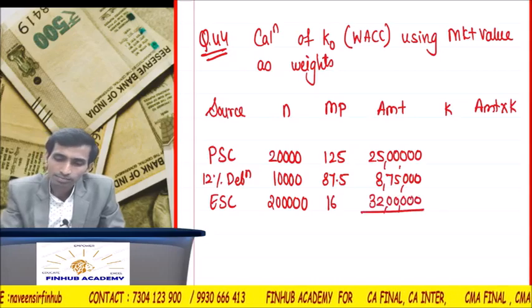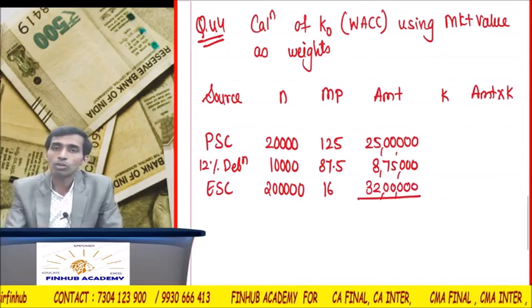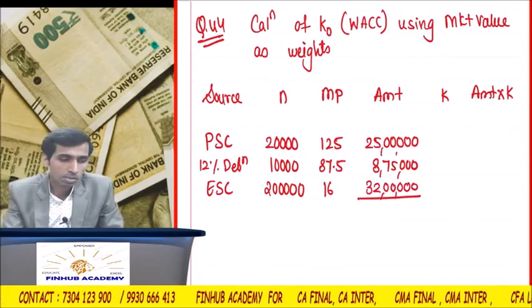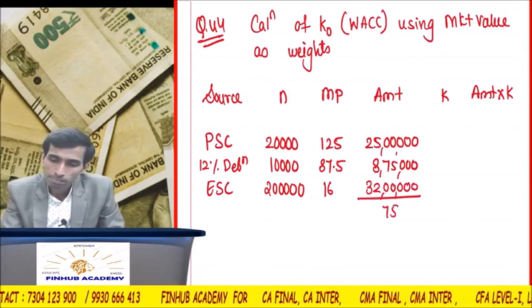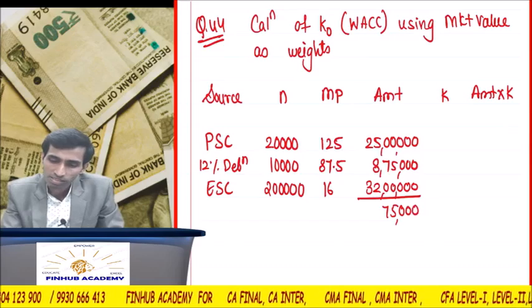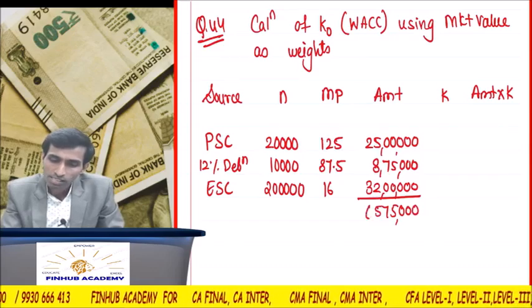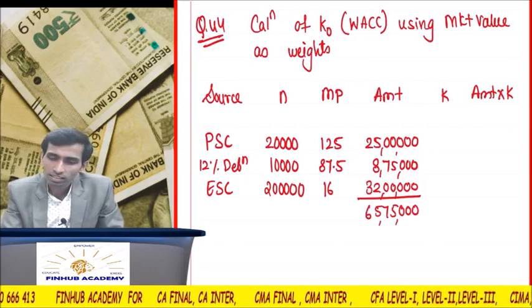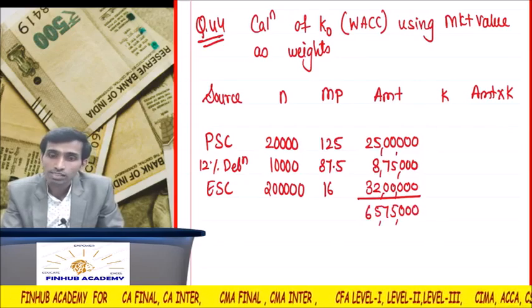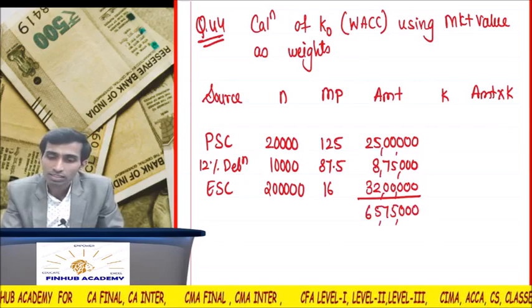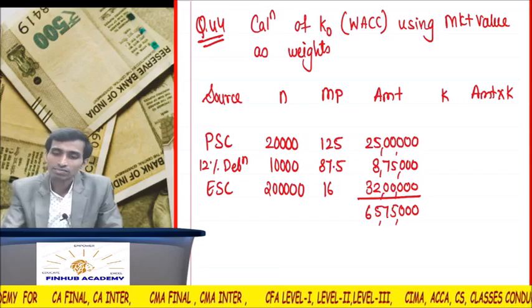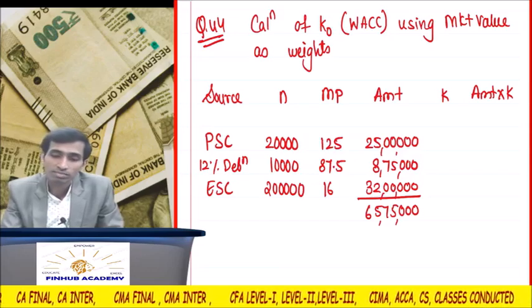Take the total. Total of amount column. 3 plus 2, 5. 65 lakh 75,000.